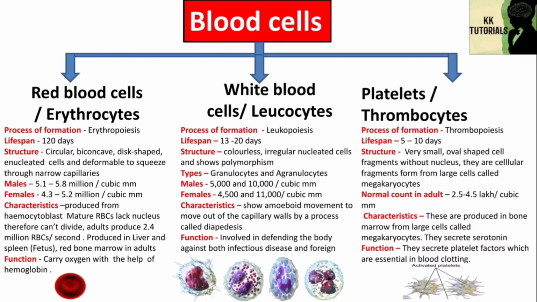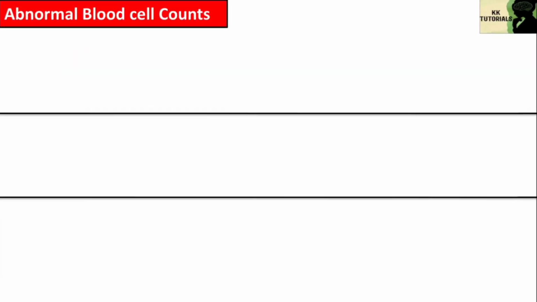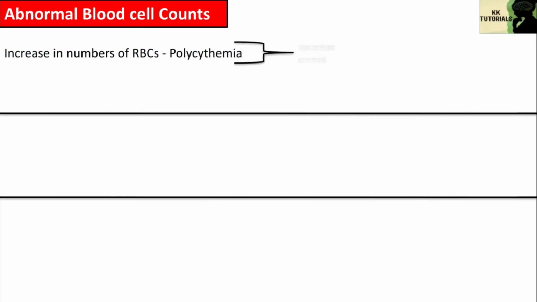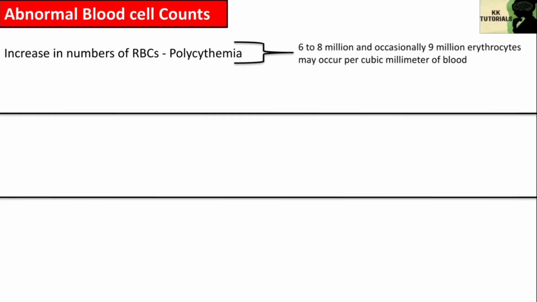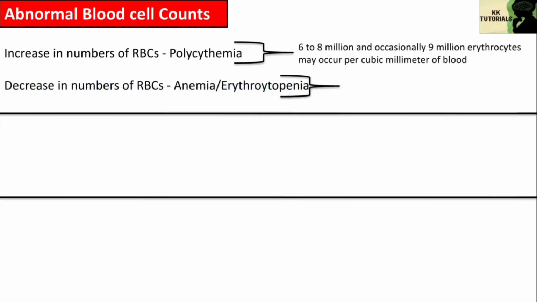Moving onwards, there are certain terminologies related to abnormal blood cell counts that you must know. An increase in the number of RBCs is called polycythemia, a condition where 6 to 8 million and occasionally 9 million erythrocytes may occur per cubic millimeter of blood. Whereas a decrease in the number of RBCs causes anemia or erythrocytopenia, a condition in which the male RBC count is less than 4.5 million per cubic mm, and in case of females the RBC count is less than 4 million per cubic mm.